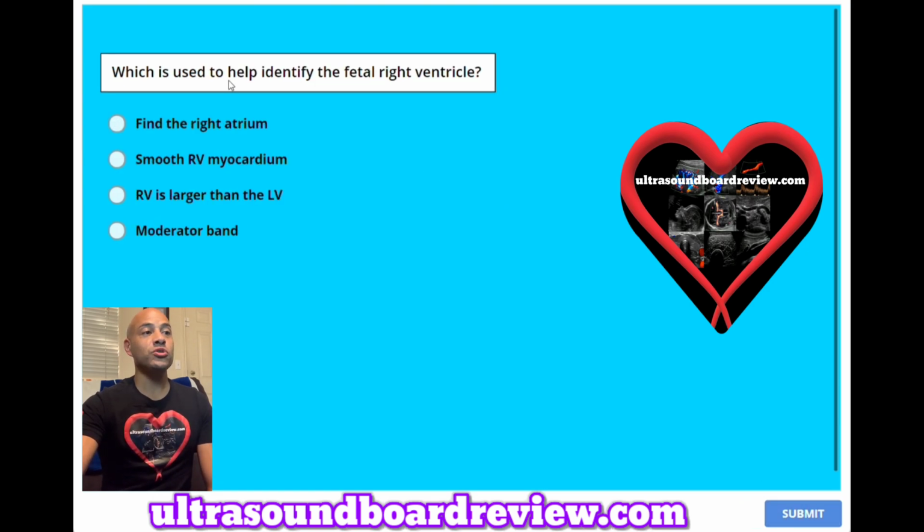Question number 5. Which is used to help identify the fetal right ventricle? A. Find the right atrium, B. Smooth RV myocardium, C. RV is larger than the LV, or D. Moderator band? The answer is D. Moderator band.